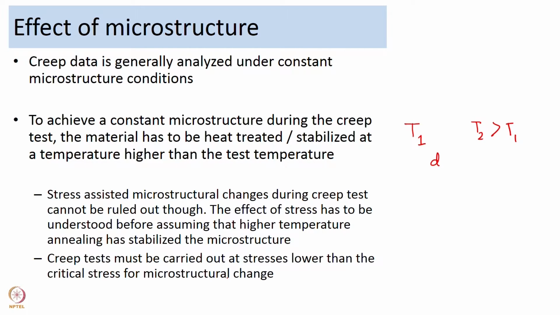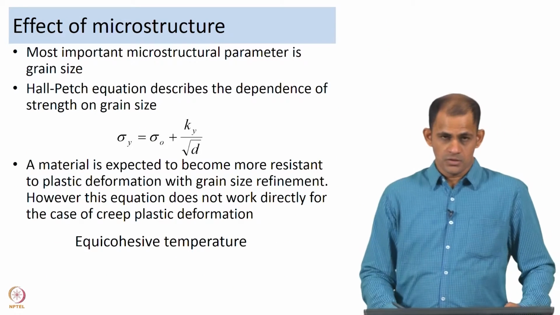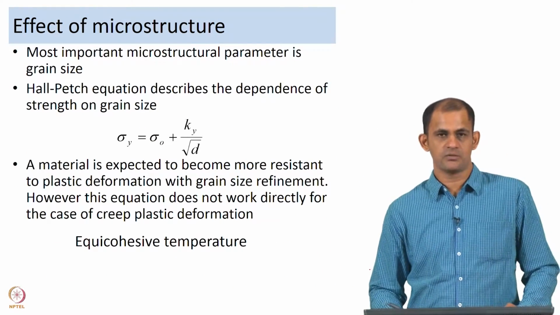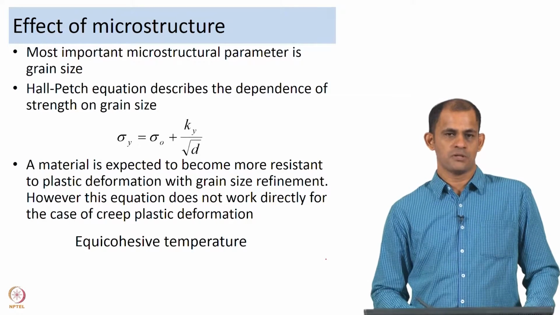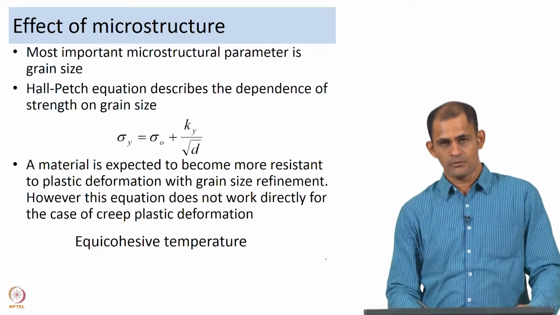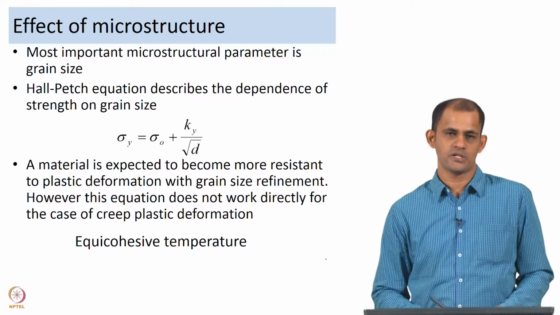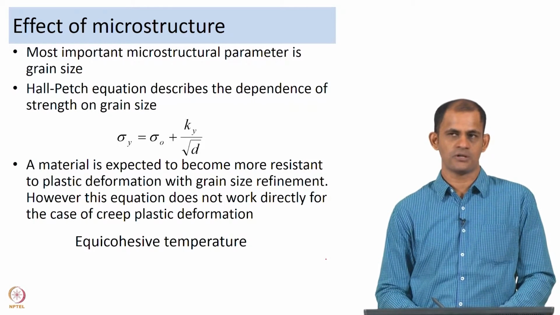Now, what is the effect of microstructure? The previous part was about stabilizing the microstructure. You want to keep the microstructure constant for carrying out your creep tests and analyzing your data. So, what exactly happens when the microstructure is different? If you have a finer grain size or a coarser grain size, how does it affect the creep data? Microstructure could mean different things, but the primary microstructure descriptor is the grain size. It is the most important microstructural parameter. We all know very well that the Hall-Petch equation describes the dependence of strength on grain size.